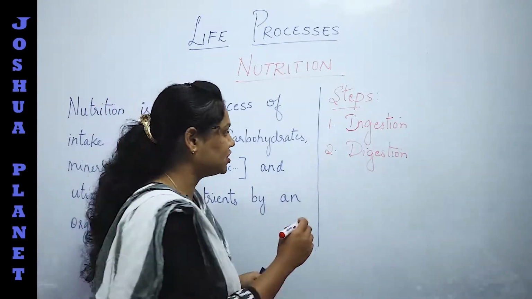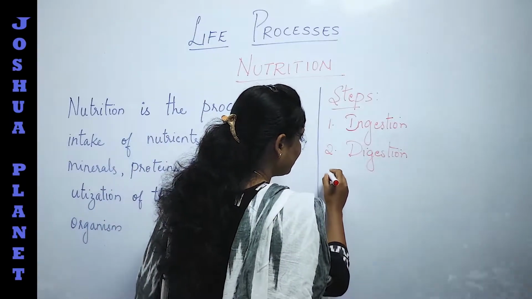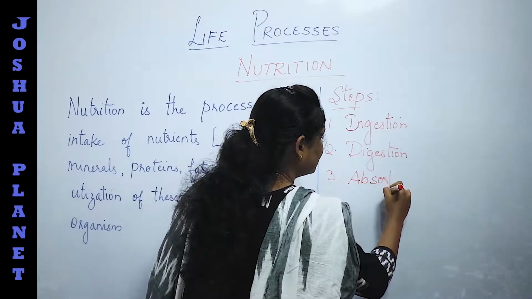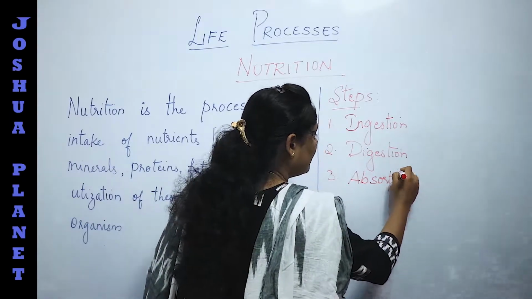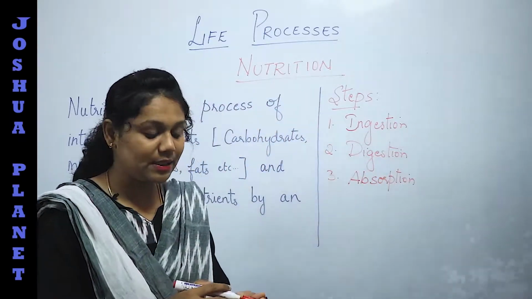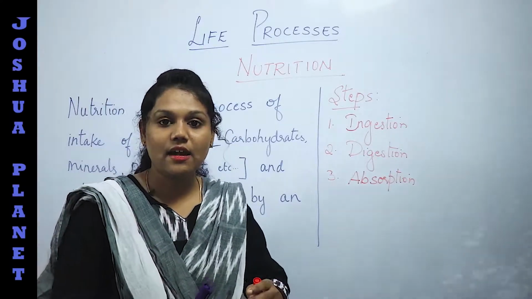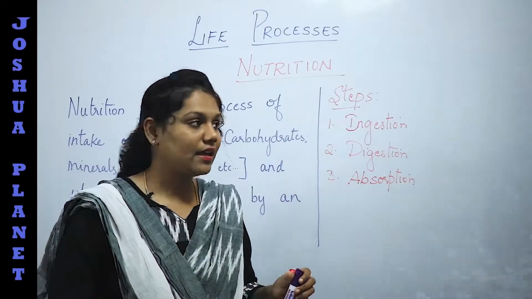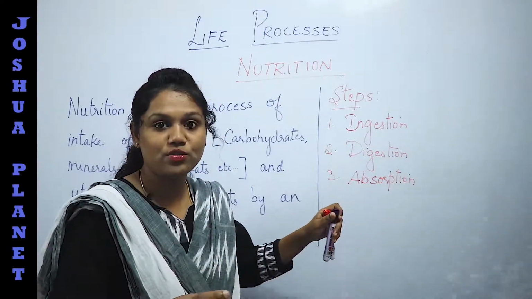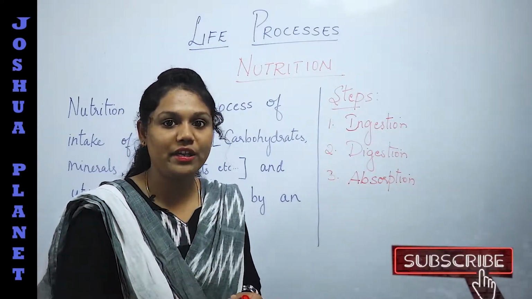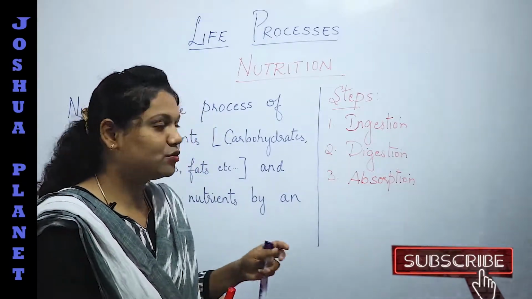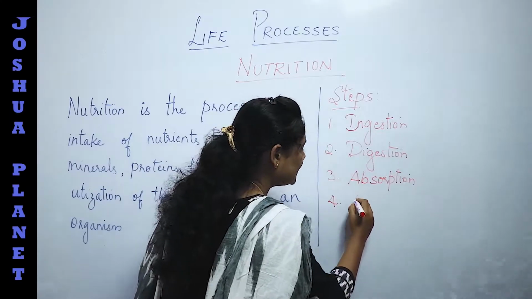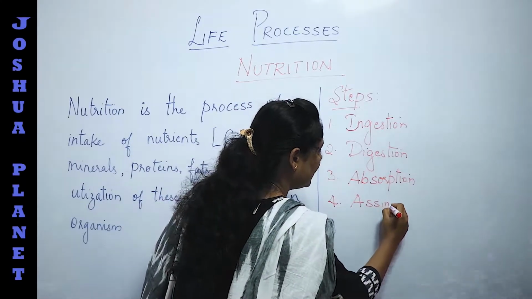So after digestion, what do we have? It is absorption. Absorption is the process where the digested food, or the simple foods in the body, is absorbed, in the sense it is taken up by the blood. The absorption of the simple nutrients by the body is called the absorption step. And then we have assimilation. So what do you mean by assimilation?